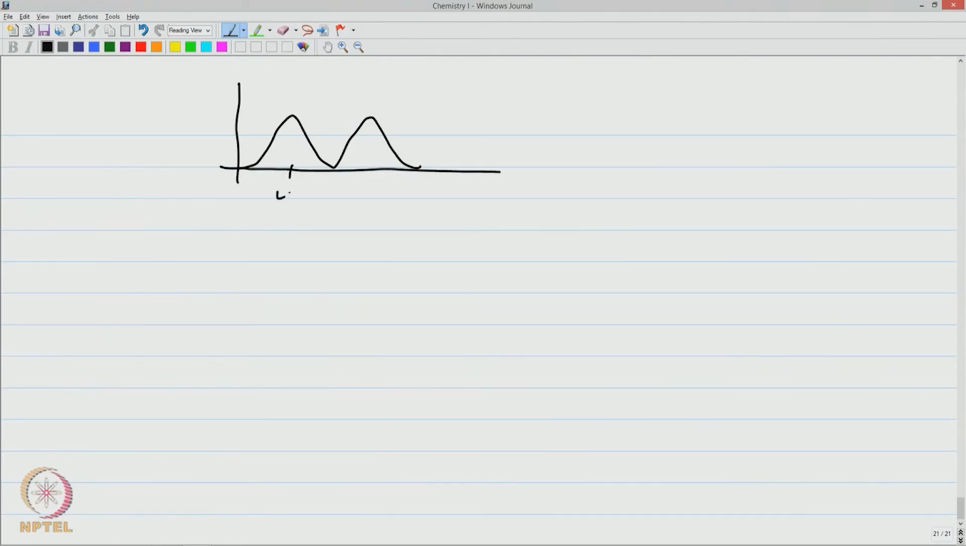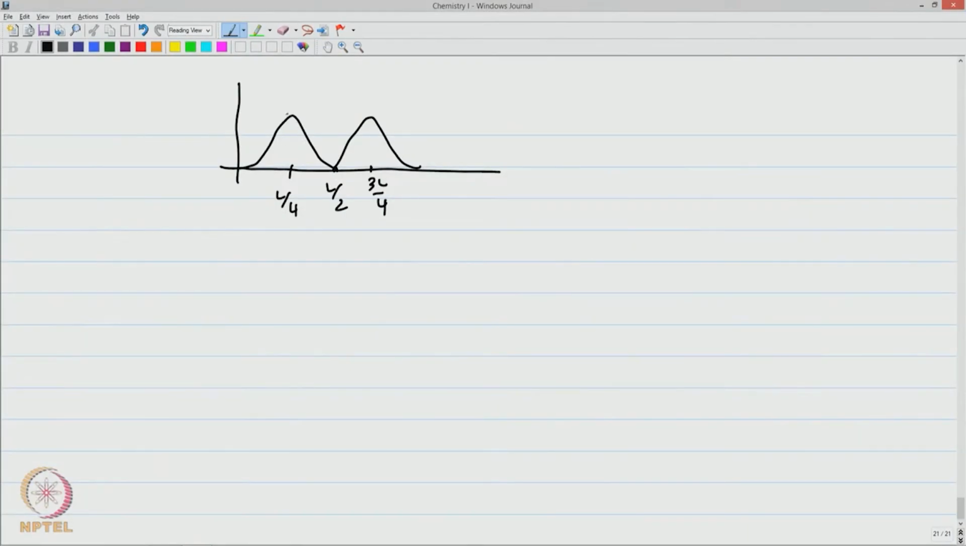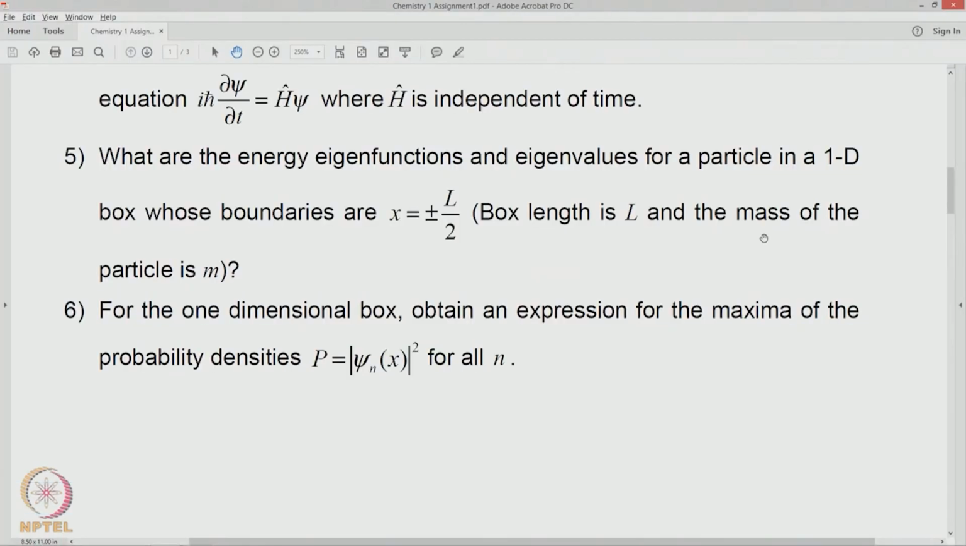And this point is L by 4, this is L by 2, and this point is 3 L by 4. So, now you can in principle write the general formula for the number of maxima and the number of minima. L by 2 is a minimum, L by 4 and 3 L by 4 are maxima. So, this is just a simple way of differentiating the function to obtain maxima and minima in probabilities. Okay. Let us go to the next problem.